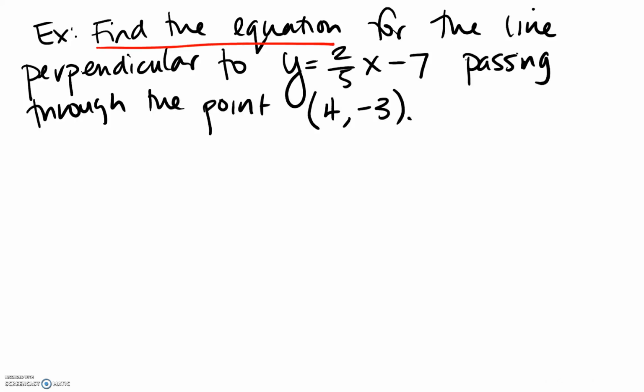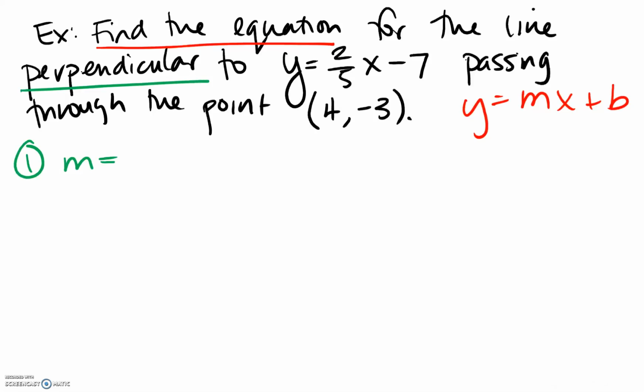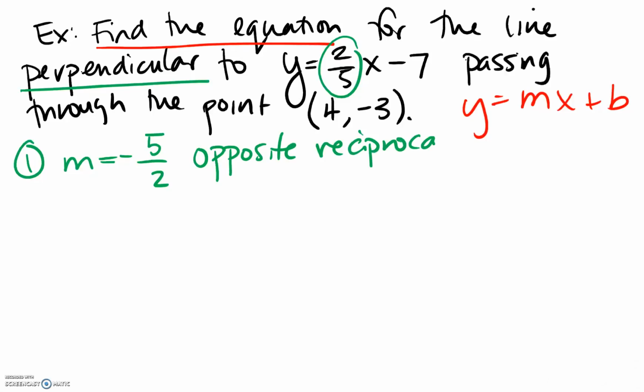Again, we're finding an equation, so we know our goal is to get something in y is equal to mx plus b in our slope-intercept form. And again, first step is going to be to figure out our m. In this case, we are told that our line is perpendicular to this one, which means that the slope is going to be the opposite reciprocal. So for the slope of our line, we flip it upside down, and then make it negative since our slope was originally positive. So this is our new slope of our line that is perpendicular to that one.